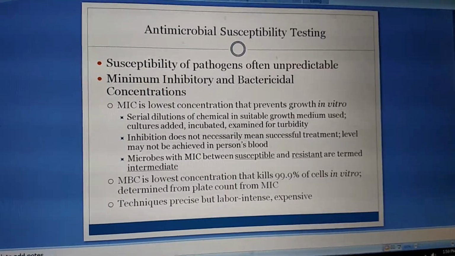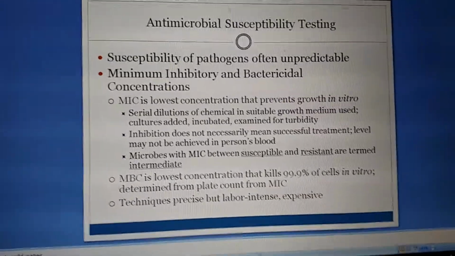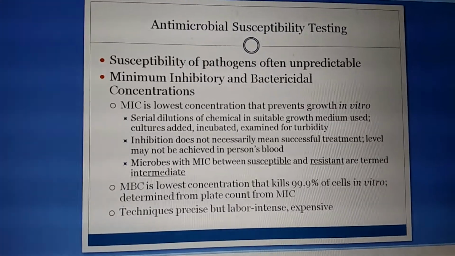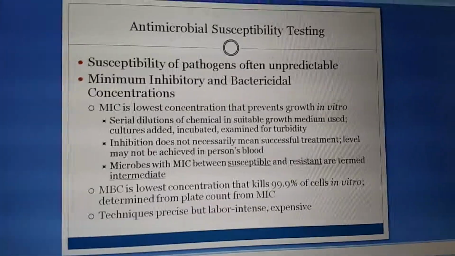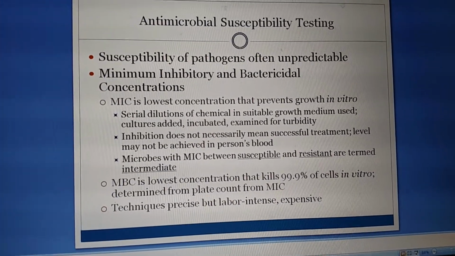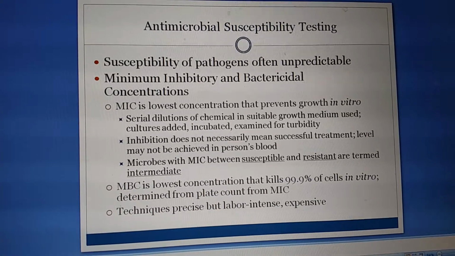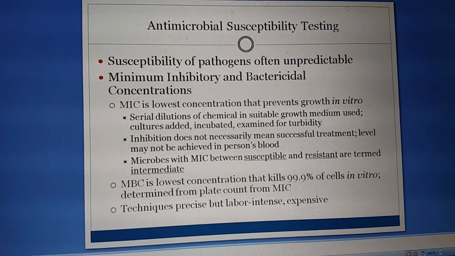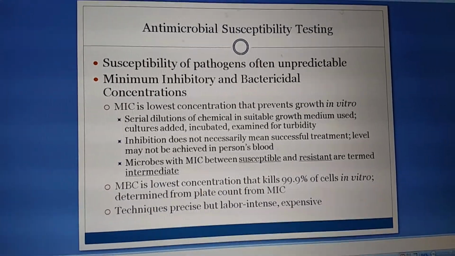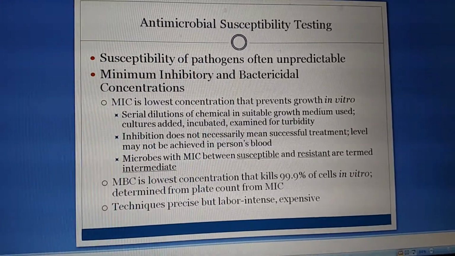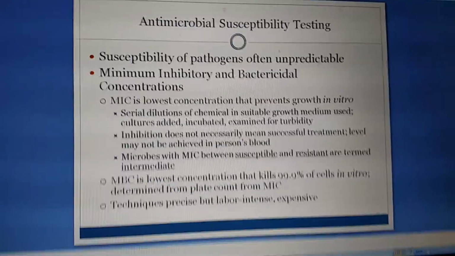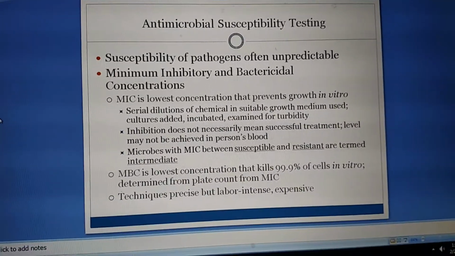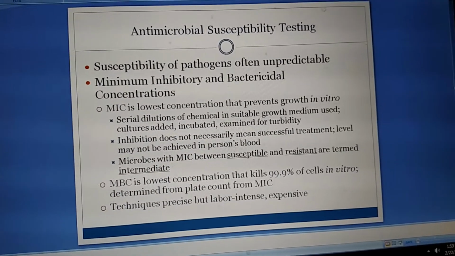Now, we do have to test the susceptibility of bacteria to medication sometimes because you don't know which strain you have. So the susceptibility is unpredictable. So for this, you will calculate the minimum inhibitory concentration or the minimum bactericidal concentration. So the MIC is the lowest concentration that prevents growth in vitro. You'll actually use serial dilutions of the chemicals in growth media to look for turbidity.